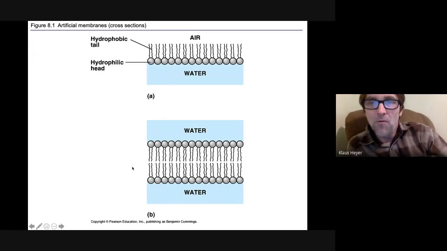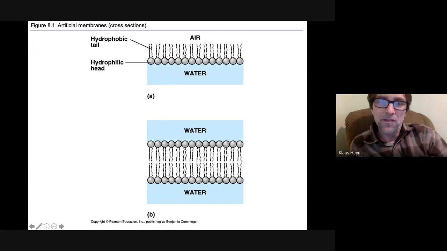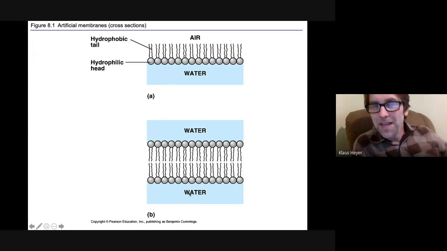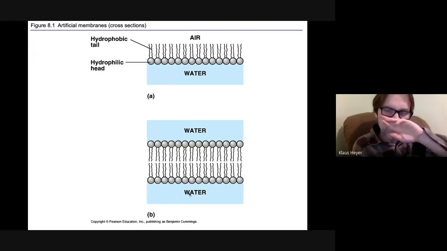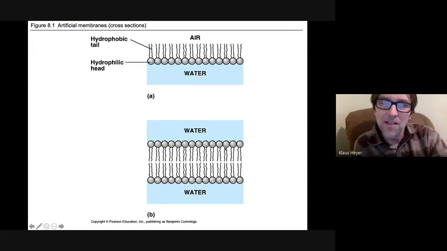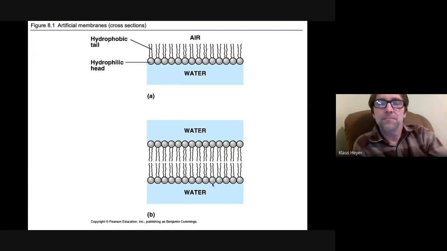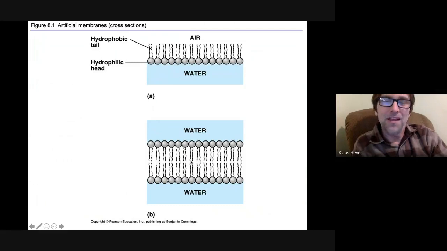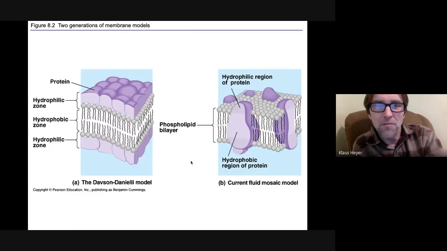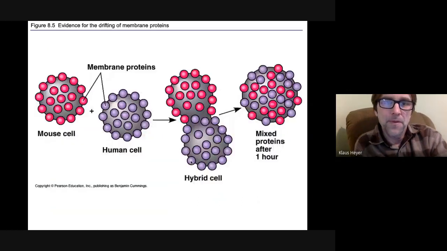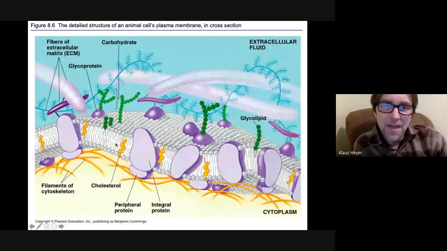So where this says water, this is like the outside of the cell. And then where it says water again, that would be the inside of the cell because our body is water-based. So you have the heads facing inside of the cell and outside of the cell. And in the middle, it's like lipid. So that's what our cell membranes are made from. And then, so that's what this is. So this is like everything.